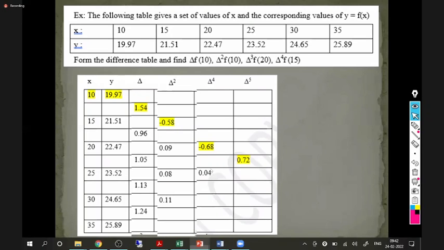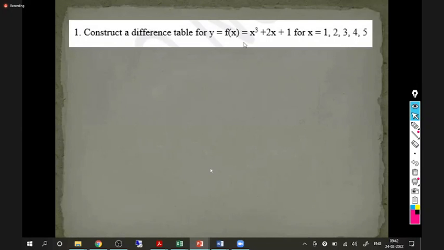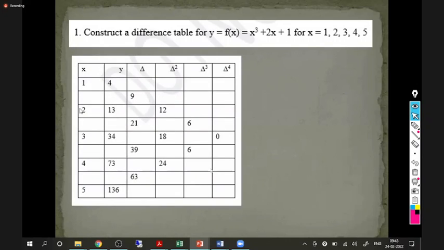Now, here is a little different question where we have to construct the difference table for f(x) for x equal to 1 to 5. Instead of giving x0, y0, x1, y1, we are given the values of x as 1 to 5. This is x0, x1, x2, x3, x4. The y0, y1 values are not given, so we can calculate from this equation. So x is 1, then y is 4. So x0 is 1, y0 is 4. This is x0 to x4 and y0 to y4, and the difference table.